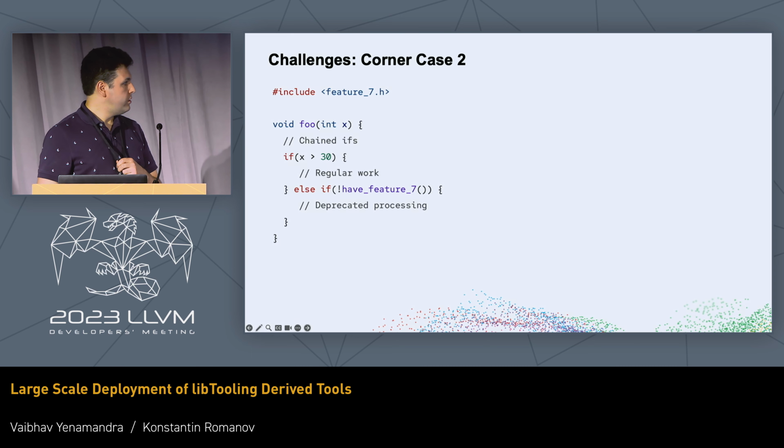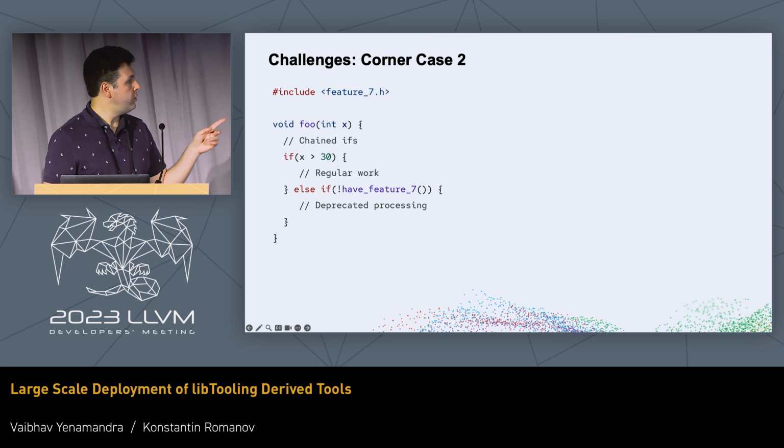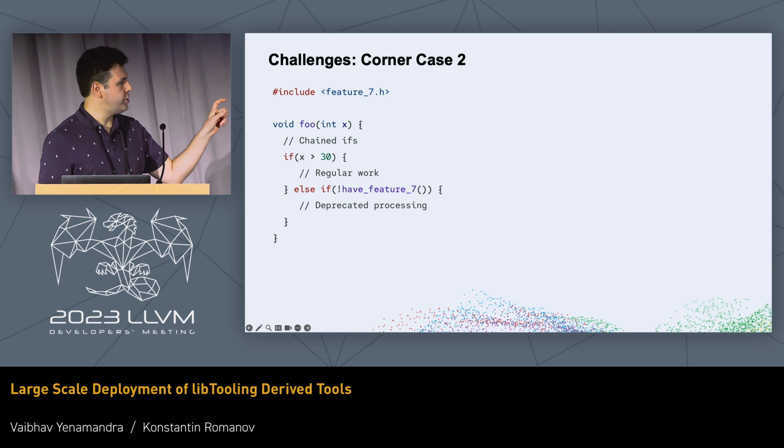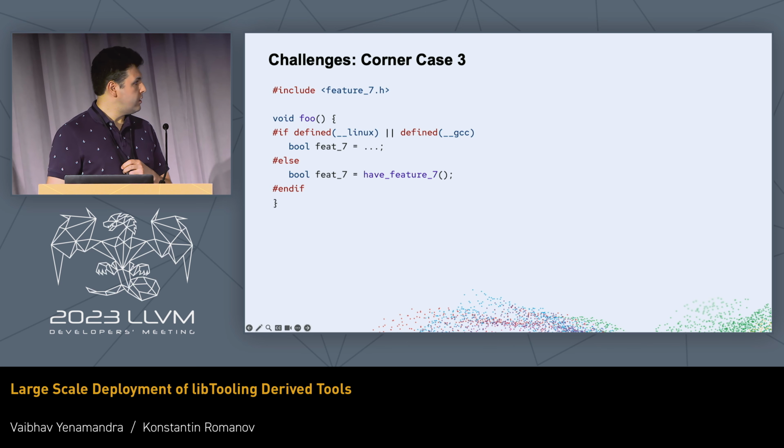Another challenge is a very interesting feature of C++: we can have ifs with elses and ifs without elses. So in this situation, we cannot just remove the inner if, but we also need to remove the else. And of course, macro conditionals.